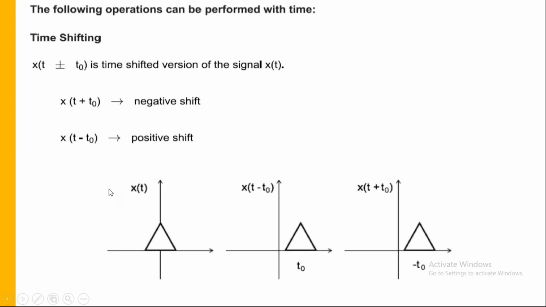Now we observe this shifting. That means now we are applying this shift. In the previous part we applied amplitude. Now we are using time. So I can shift the signal towards right, or I can shift the signal towards left. If I shift the signal towards right, you call it positive. If you shift the signal towards left, you call it negative shift.